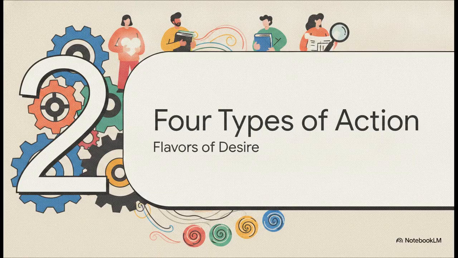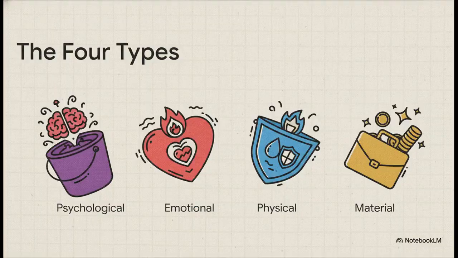Moving right along to Section 2, the four types of action, or the flavors of desire. Now that we know what the engine is, we need to understand how it's actually built. A character's core desire doesn't just come in one flavor. It can be neatly categorized into four distinct buckets: psychological, emotional, physical, and material. Whenever you're diagnosing what's driving a character in any given moment, their engine will fall into one of these four. Let's look closely at what each one actually means in practice.